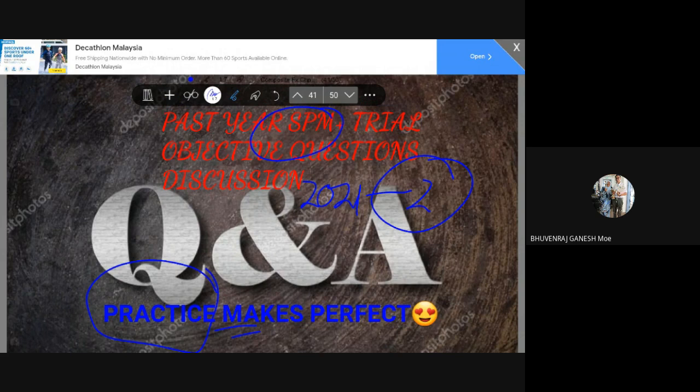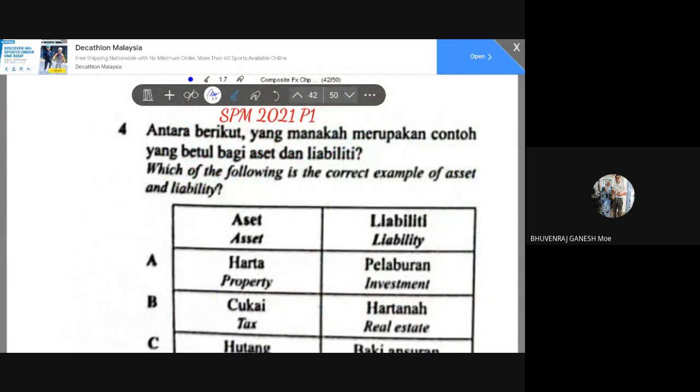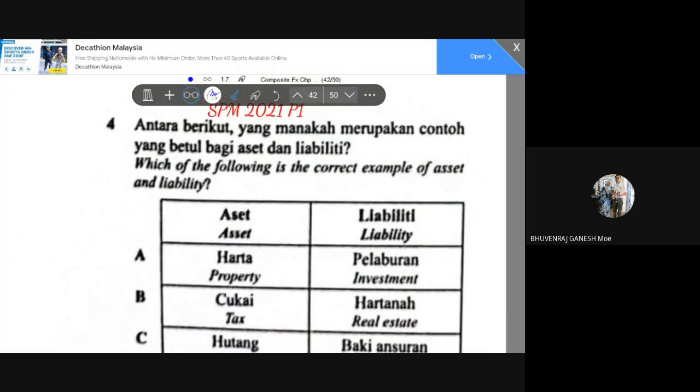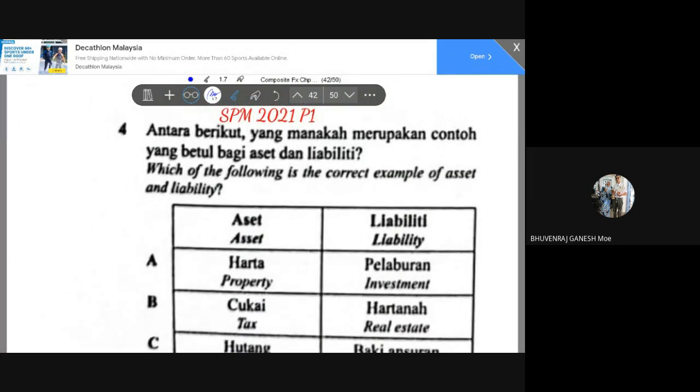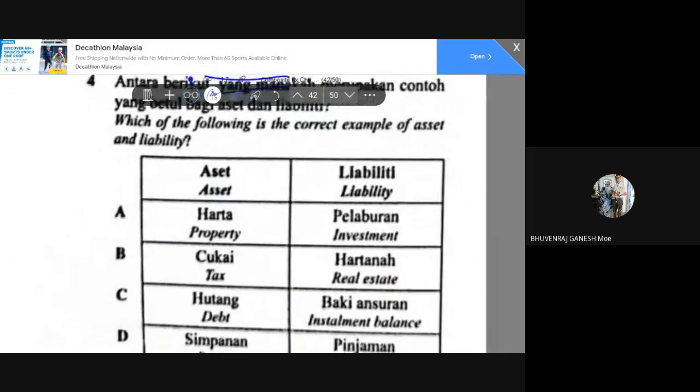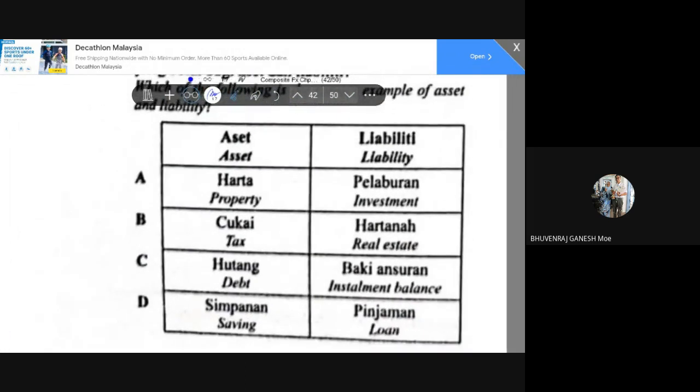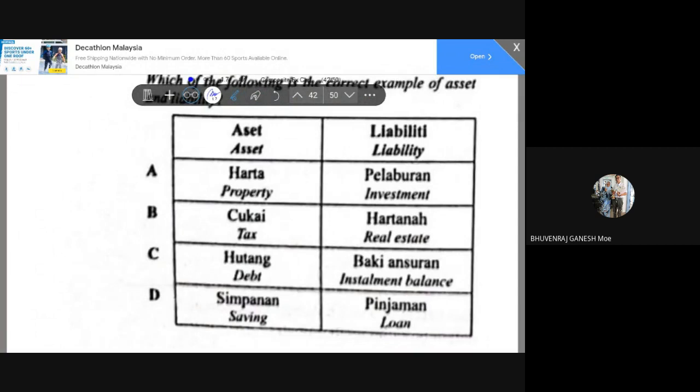So yeah. So first question we go to. So now it's both of you task. So now you just spam your answers only A, B, C, D. So first question is this one that came out in SPM 2021 in paper 1. So just read the question and answer. This one is quite basic one. What is the correct example of asset and liability?